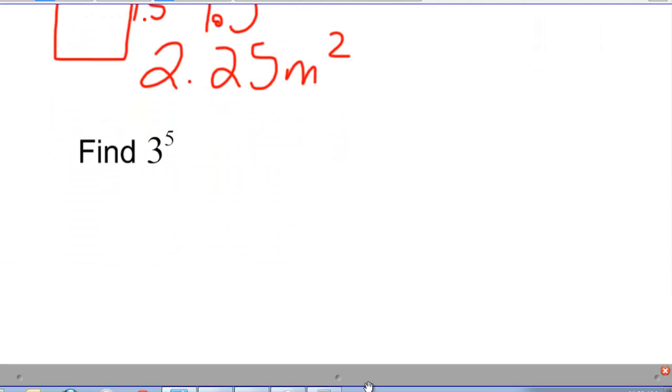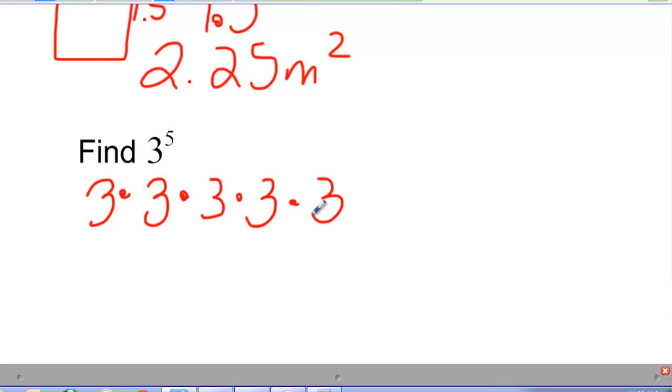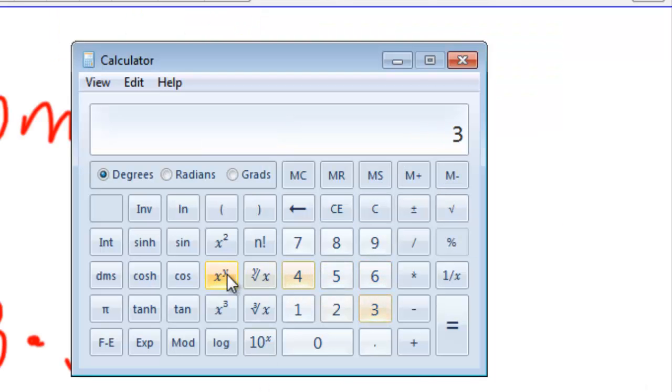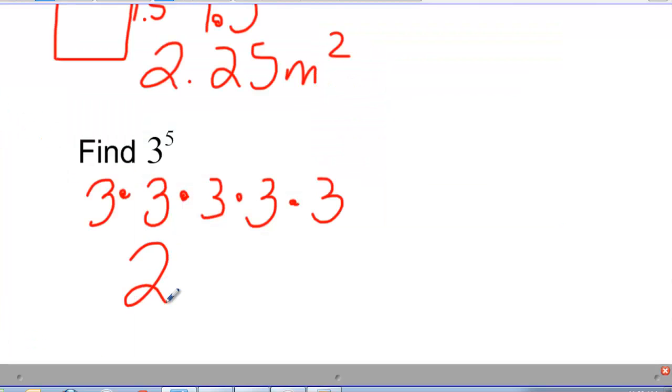If I want to find 3 to the 5th power, I can either multiply this out by hand, do 3 times 3 times 3 times 3 times 3, 5 times, and then actually multiply that out. I could enter that multiplication problem into my calculator, or I could use my calculator again and do 3 and use my power key to the 5th power and find out that that equals 243, which is what I would have gotten if I would have multiplied that out too.